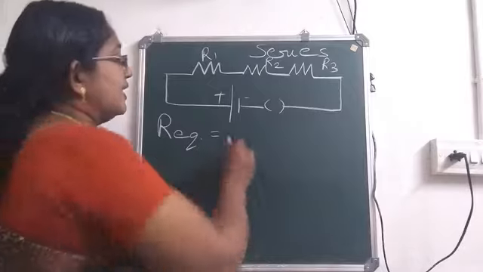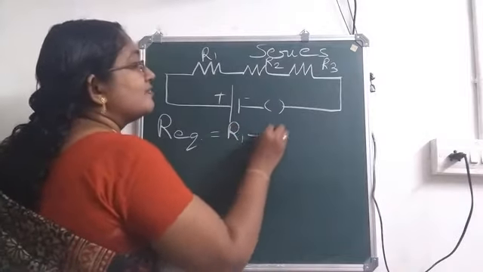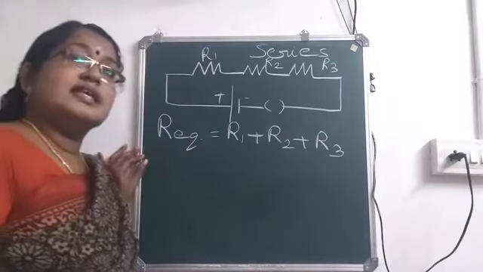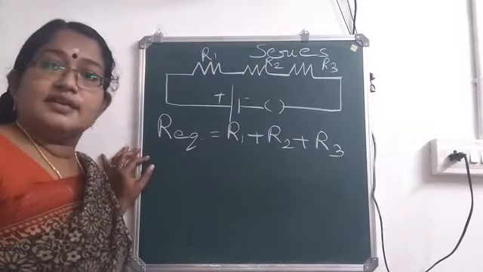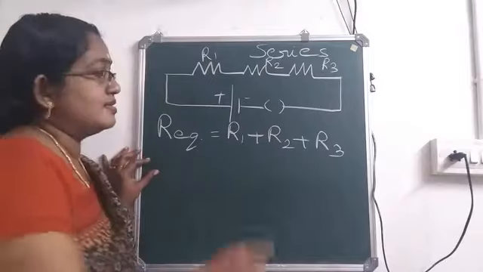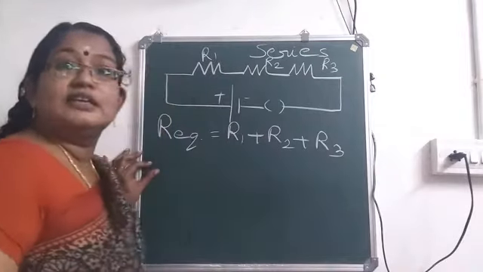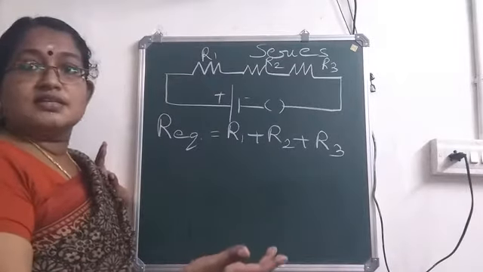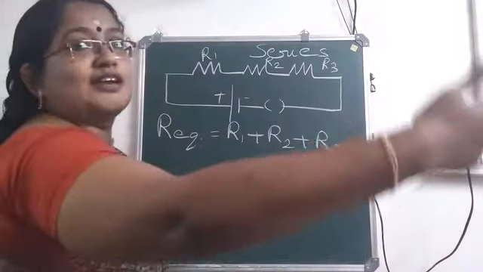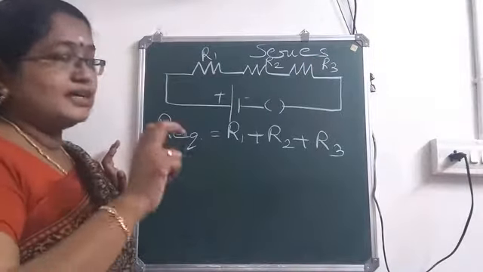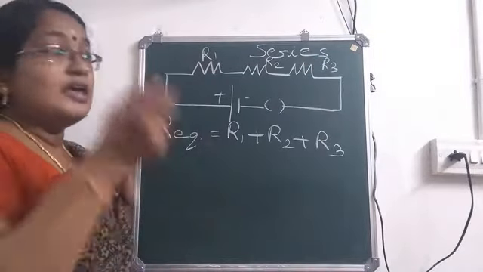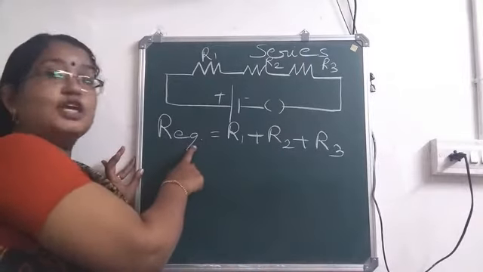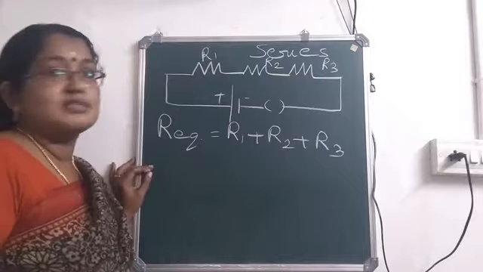So, R equivalent is given by R1 plus R2 plus R3. That is, in series connection, the total resistance or the equivalent resistance will be the sum of the individual resistances. So, if I am connecting 5 resistors, then R1 plus R2 plus R3 plus R4 plus R5. Similarly, however many resistors are connected, the sum of the individual resistors will be the total or the equivalent resistance offered in that circuit.